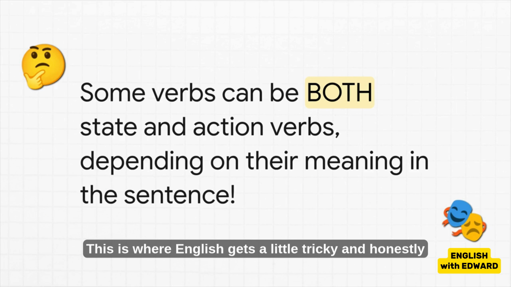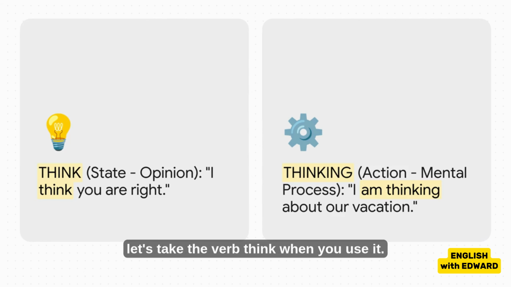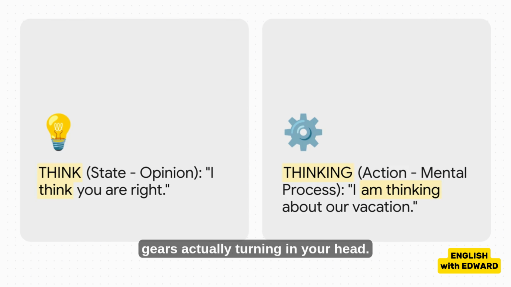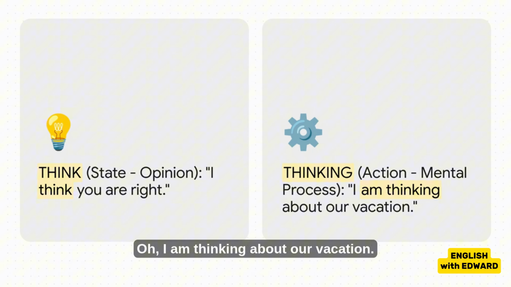Now, this is where English gets a little tricky, and honestly, kind of fun. Some verbs can actually be both a state verb and an action verb. It all depends on their meaning in the sentence. Okay, let's take the verb "think." When you use it to give your opinion, it's a state. "I think you are right." But when you're talking about the mental process, the gears actually turning in your head, it becomes an action. "What are you doing over there?" "Oh, I am thinking about our vacation."